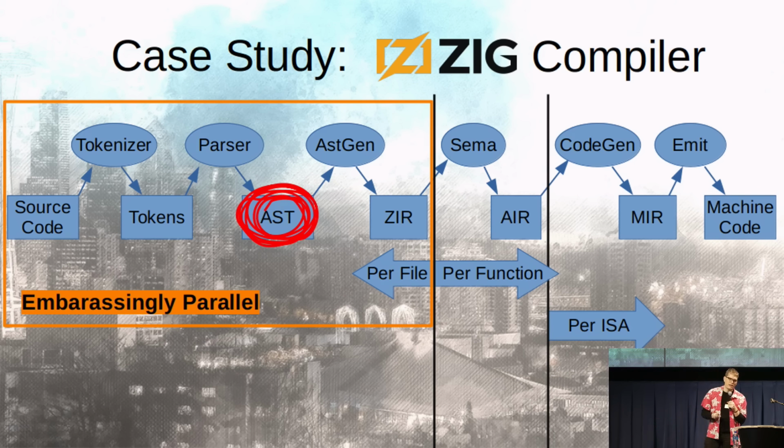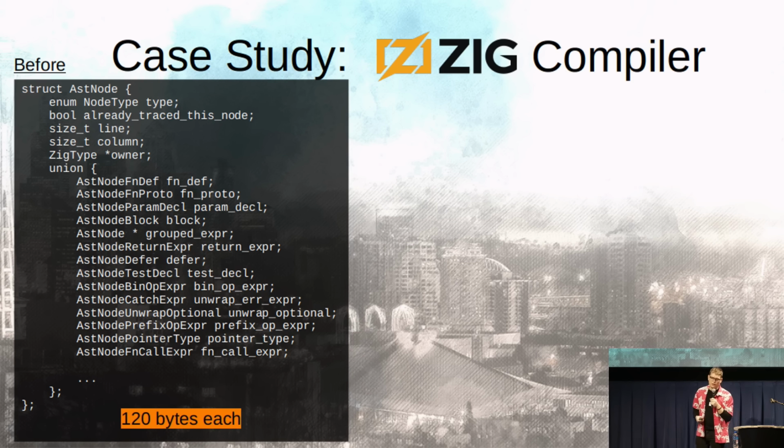We're going to look at AST next, and then I'll show you a benchmark, and then we'll go to the next one. So, okay, AST. I'm going to show you another struct again. So this is how it used to be. Actually, this is how it still is in the compiler that we ship today. So this has not been fixed yet, so to speak.